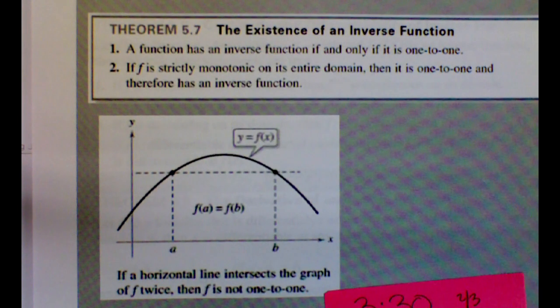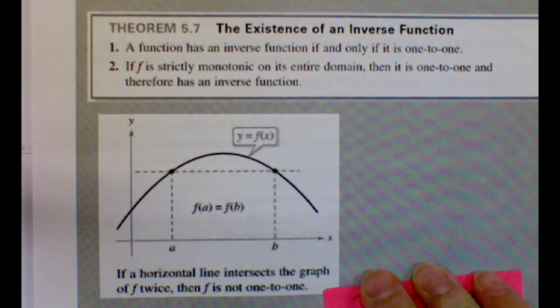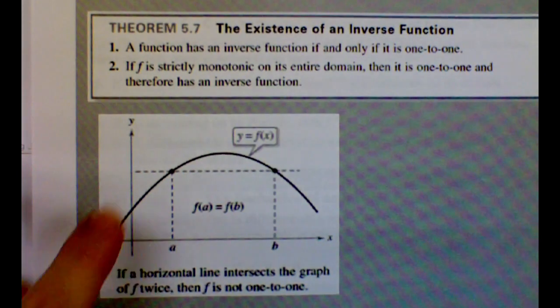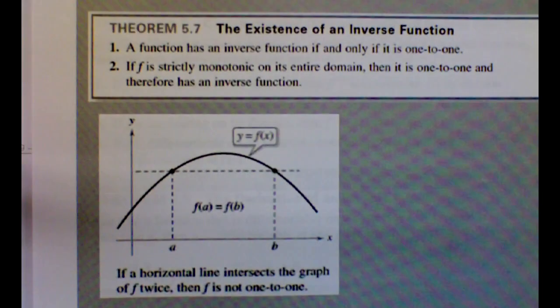All right, so strictly monotonic, remember, means only increasing or only decreasing. If it's only increasing or only decreasing, then it must be 1-to-1 and must have an inverse. It also, remember, is not 1-to-1 if a horizontal line crosses it more than one time.